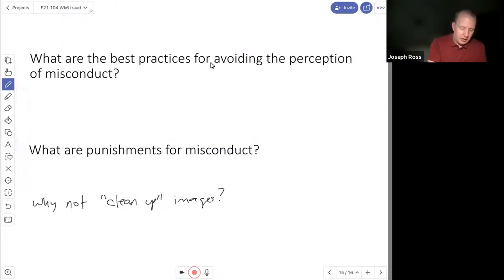All right, welcome back. So to reiterate, let's finish up here. Best practices for avoiding the perception of misconduct. I'm just going to say best practice, and you may have come up with something else, and I'm not saying that that would be wrong, but I'm going to go back to be transparent.